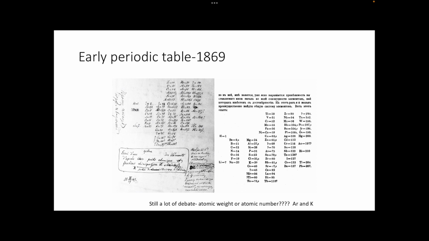This is an early version of the periodic table from 1869. Here it's written out in handwriting and here it's just typed, but it's the same thing. You can see the elements: barium, boron, carbon, nitrogen, oxygen, fluorine, sodium. They were organized by weight, but there were some discrepancies. There was a lot of debate about what they should organize the periodic table by, because argon and potassium should be split if we go by weight.